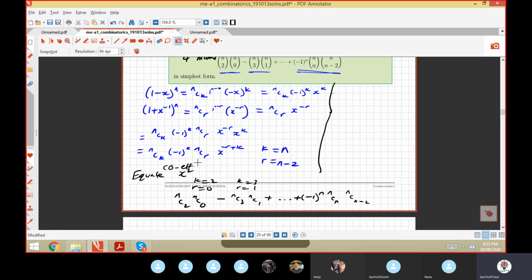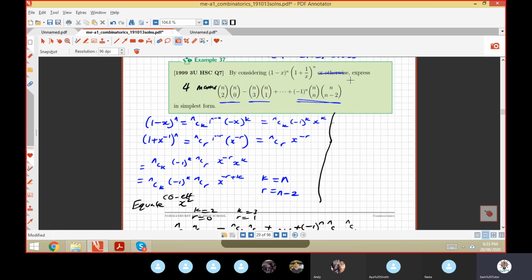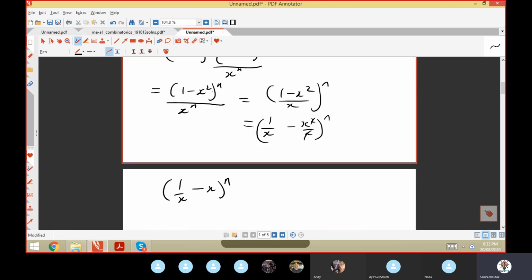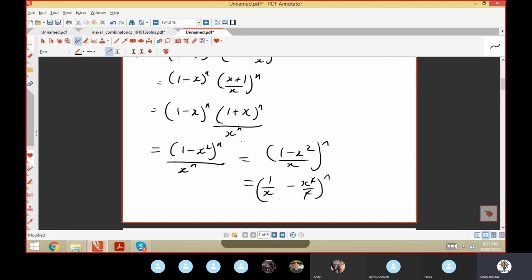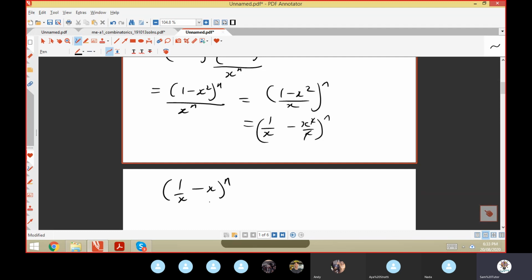We found it's trying to say equate coefficients of x squared. Great, but I don't have a right-hand side. So what I'm going to do now is, I've simplified the expression as far as I can to here. Do you understand the logic? So it should be the same, and then what we're going to do is use n choose k and everything again.